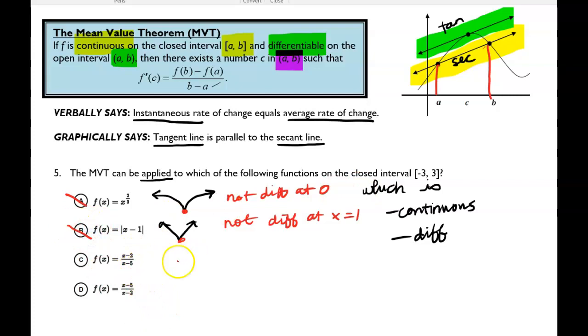x minus 2 over x minus 5. I'm not going to draw the graph; I can analyze this a little bit easier. I know there's a vertical asymptote at x equals 5. But x equals 5 is not on this interval, so I think this might be my answer. Let's go ahead and check D. I have f of x equals x minus 5 over x minus 2. That has a vertical asymptote at x equals 2, and these vertical asymptotes are not continuous or differentiable. And 2 is on this interval from -3 to 3, so that can't be my answer. My answer must be C.